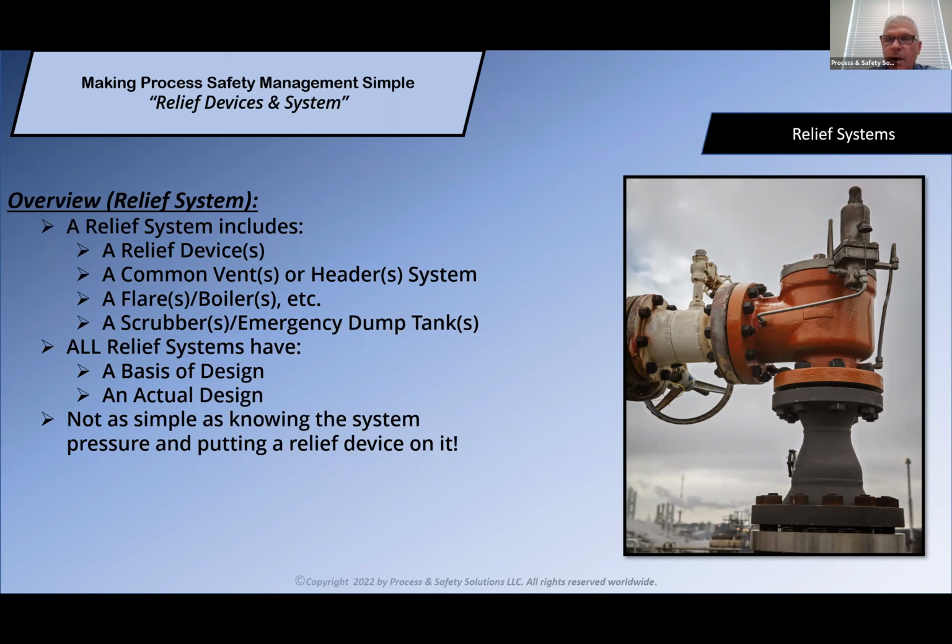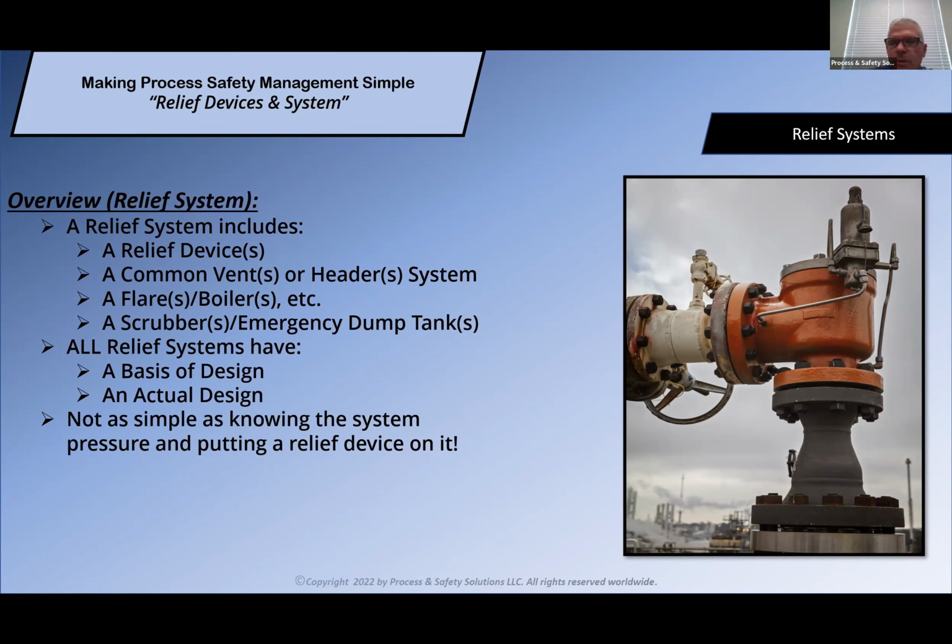A flare is a device that essentially destructs or burns hydrocarbons, et cetera, that are relieved to some system. It could be to a knockout drum or to a header or somewhere else, and then the flare essentially burns that or destroys it. Boilers can do that same thing. You can put this relief material into a stored area and then burn it to destroy it as well.